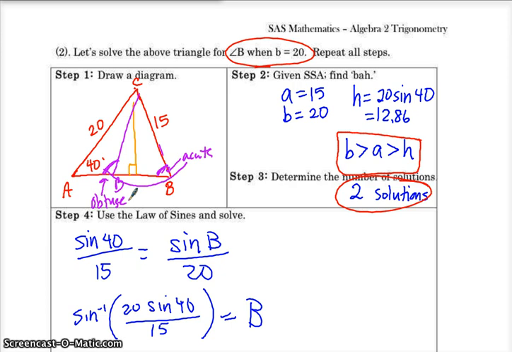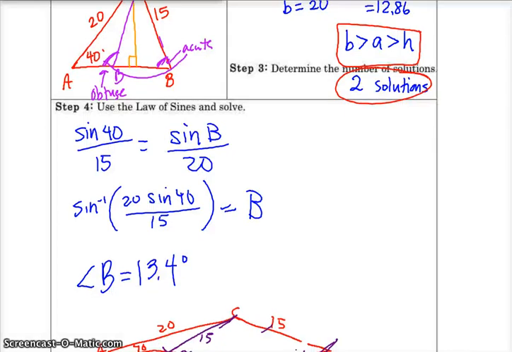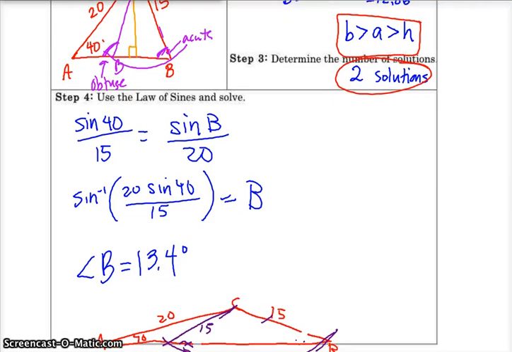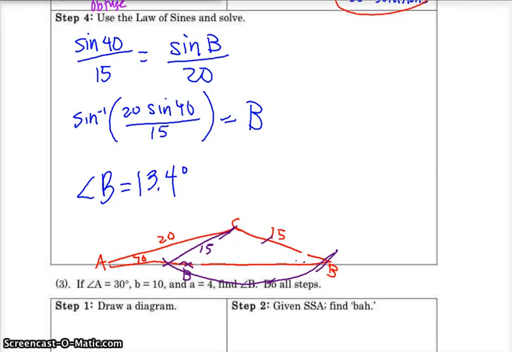So once you know that, you still just have to set the law of sines up as you would. So sine of 40 is to 15, and sine of B is to 20. You cross multiply 20 over here, you take the inverse sine, you should have gotten that B equals 13.4 degrees. So that's this angle right here. So I try to draw it a little more to scale down here. So this angle is 13.4 degrees.